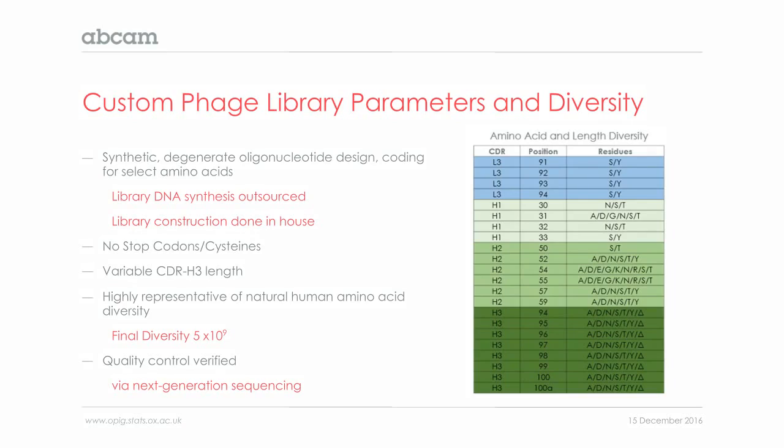And the final library size is approximately 5 times 10 to the 9th unique clones, which is on the high side for phage libraries. And then after building the library, we performed next generation sequencing to confirm that the library reflected the specified amino acid diversity and length diversity that we wanted.